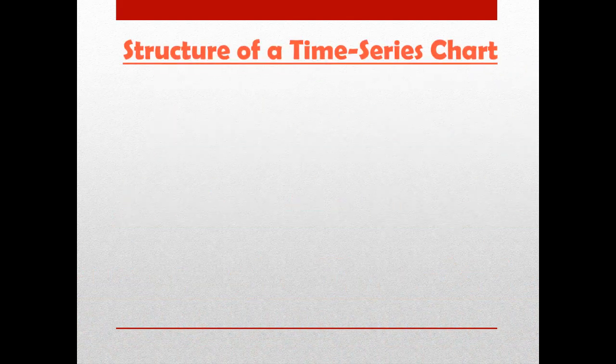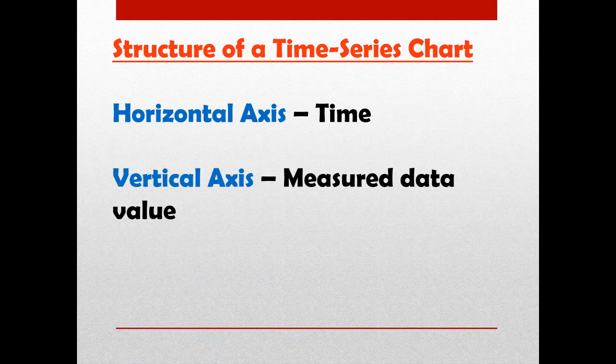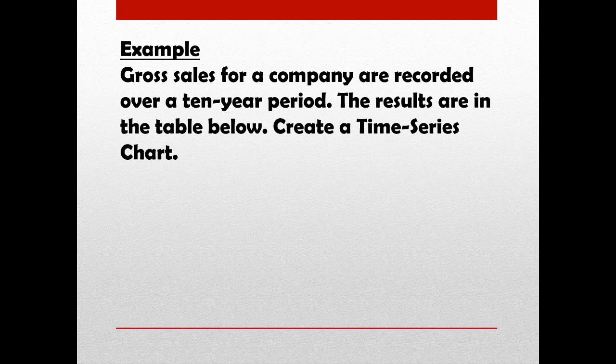So how do you build one? Well, the horizontal axis on your graph is going to represent time. The vertical axis is going to be your measured data value. And then you're going to connect successive time points with straight lines. Okay, so let's look at an example. Gross sales for a company are recorded over a 10-year period. The results are in the table below. Create a time series chart.